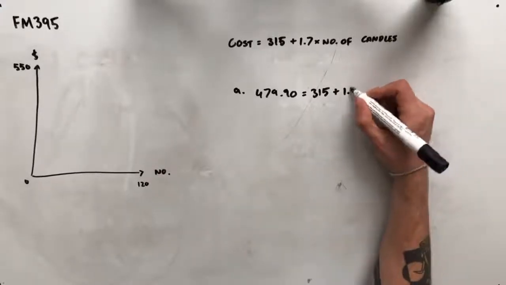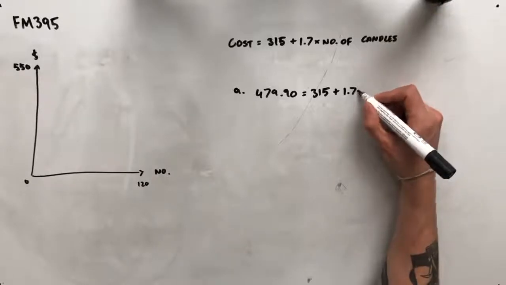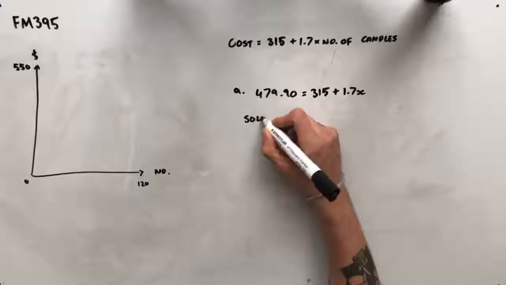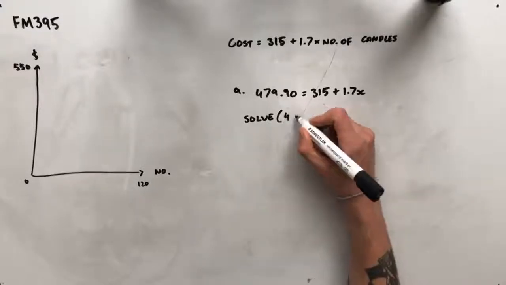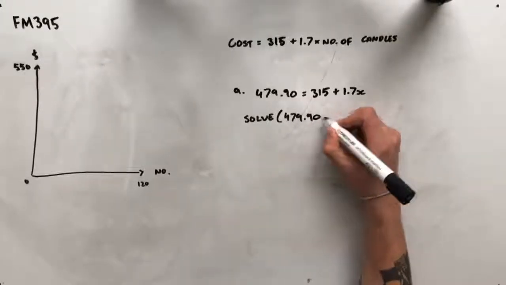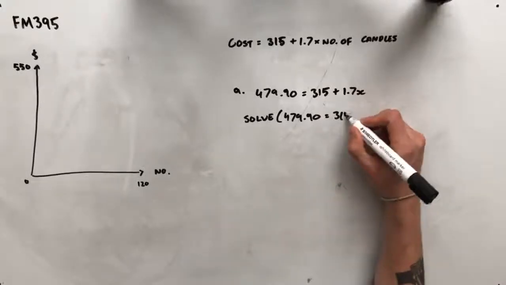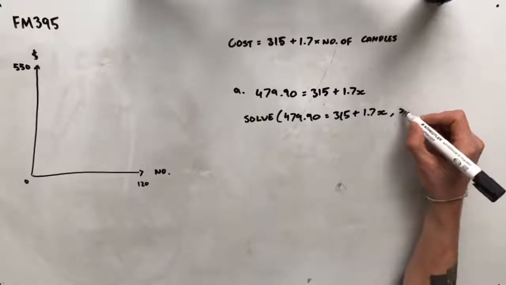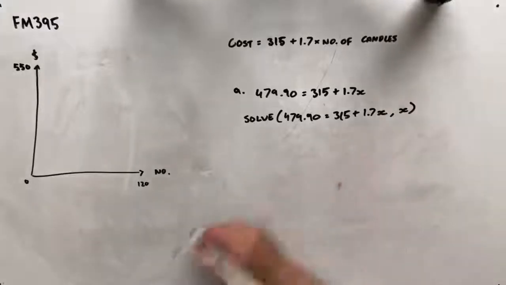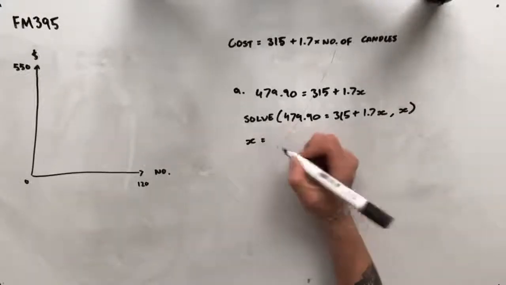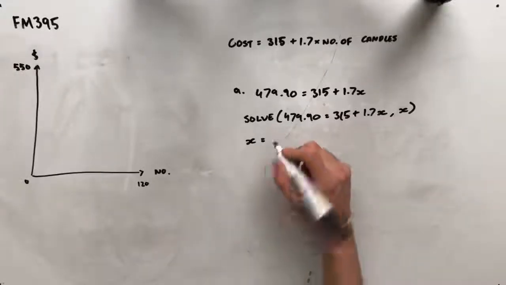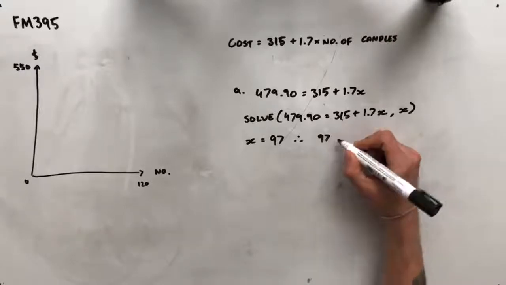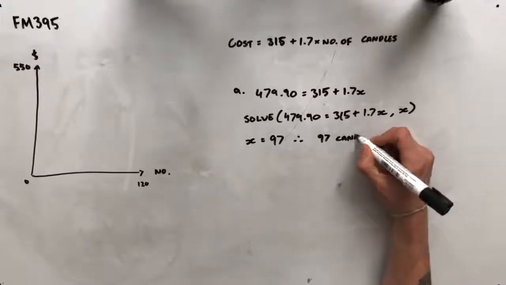315 plus 1.7, let's say times x, or 1.7x. Now if we whack this into the solve function in our calculator, we can figure this out quite quickly. So we just plug this all in: 315 plus 1.7x, and we're going to tell the solve function to solve for x. Plugging that all in, we should get an answer of x equals 97. Therefore, our answer should be 97 candles.